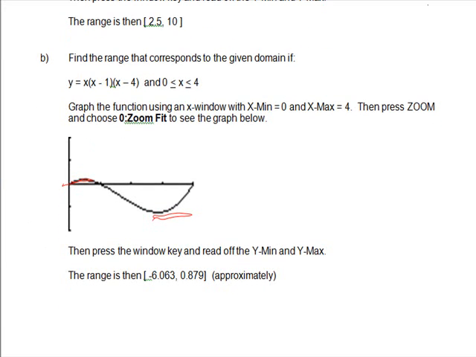So, okay, that concludes the section. And so now what you'll be able to do is go out and take a look at your homework for the section.